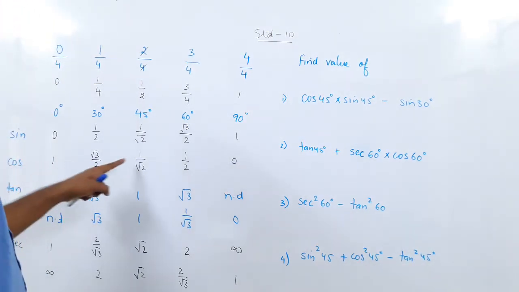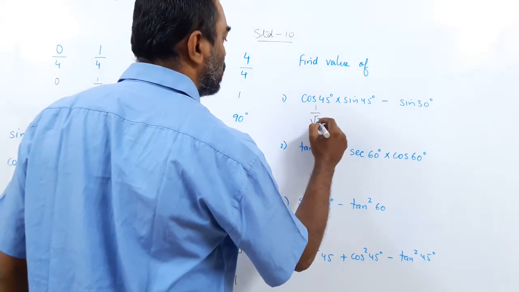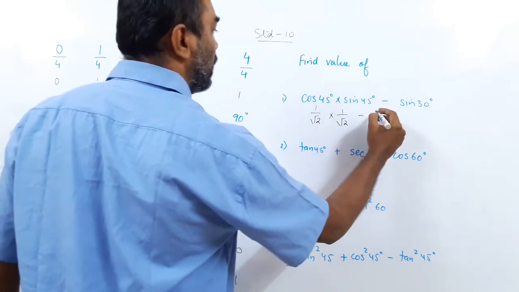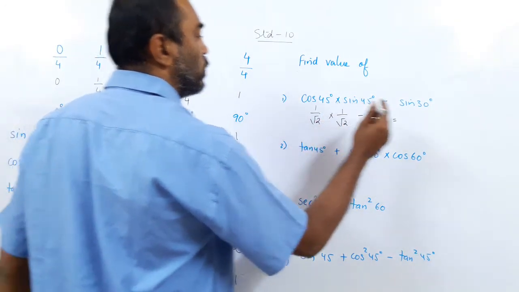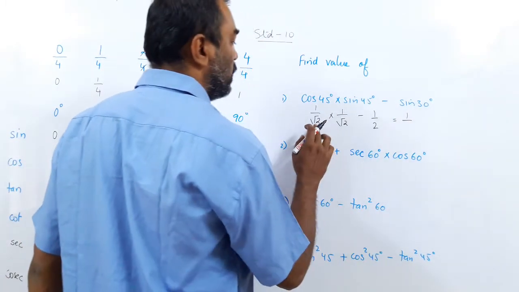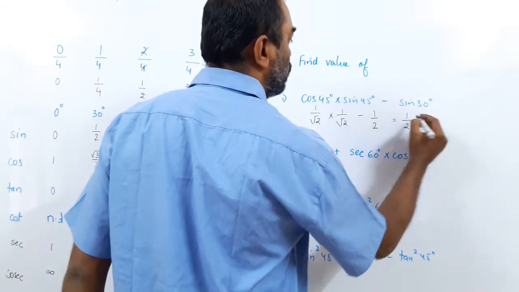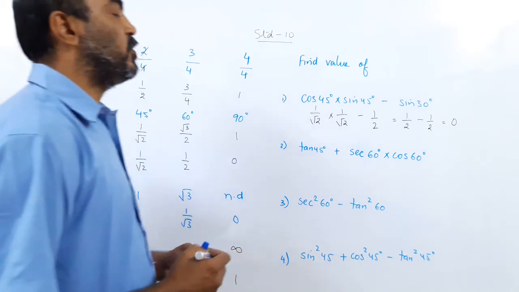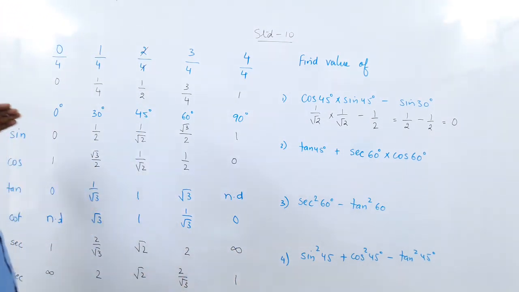Cos 45 is 1 upon root 2. Sin 45 is 1 upon root 2. Sin 30 is 1 upon 2. Now what is 1 upon root 2 times 1 upon root 2? 1 into 1 gives 1, root 2 into root 2 gives root 4, that is 2. So you got 1 upon 2 minus 1 upon 2. What is the answer we get for the first one? The answer is 0.